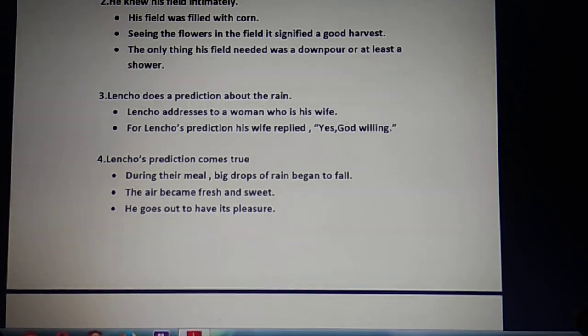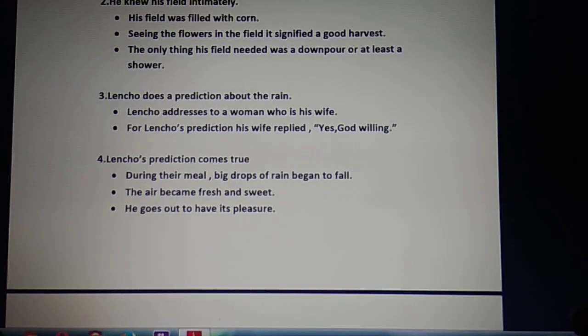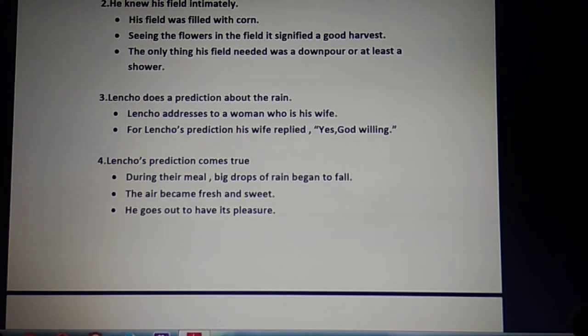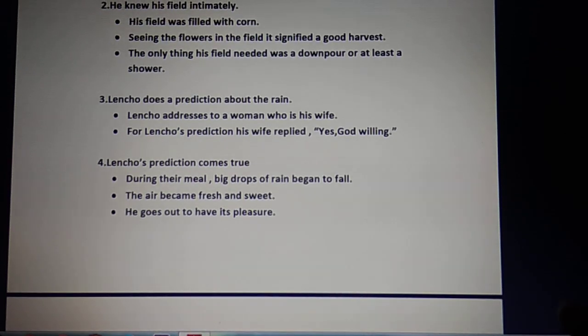The air became fresh and sweet. So as we all can experience, when the rain falls for the first time on the dry land, the fresh air can be experienced and the sweet smell also can be experienced. Same thing Lencho also was experiencing while he was seeing the rain falling outside. He goes out to have its pleasure. So to experience its pleasure, the fresh and the sweet smell which was coming, he goes out in the field to experience it.